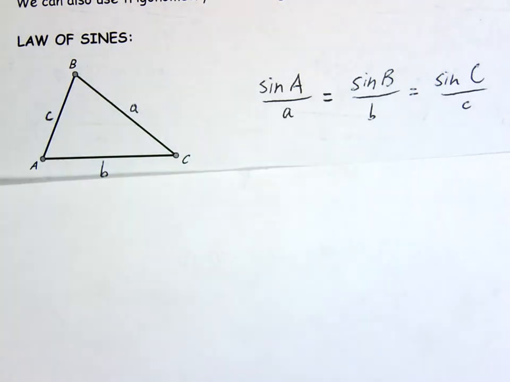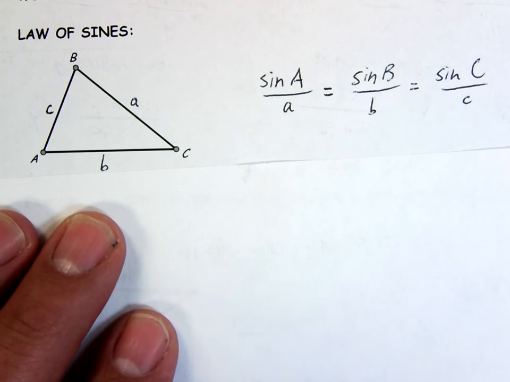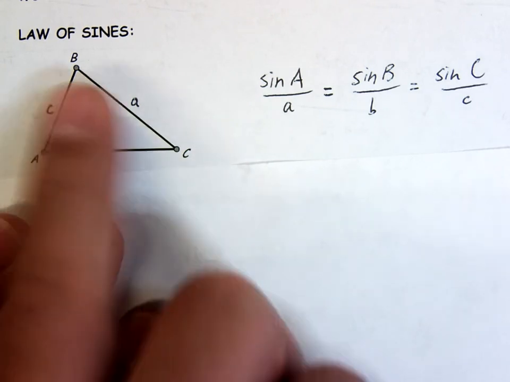All right, so today we start talking about how do we solve triangles? How do we find missing pieces of triangles that are not right triangles? So the first thing I want you to do is label these three sides. So yours should look like this, where I got angle A, angle B, and angle C.